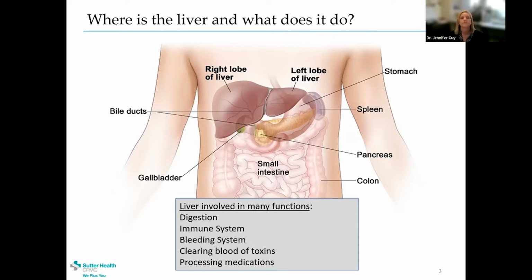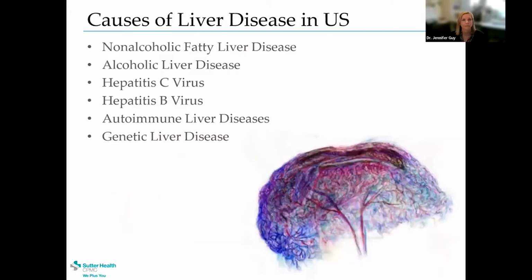The liver is involved in many functions: digestion, the immune system, the bleeding system, clearing of toxins, and processing of medications. And so I think of the liver as the quarterback of the body, and I often describe this to my patients, that the quarterback, the liver, is involved in so many important plays that the body is making. And so it's really fundamental to how all the systems work together.